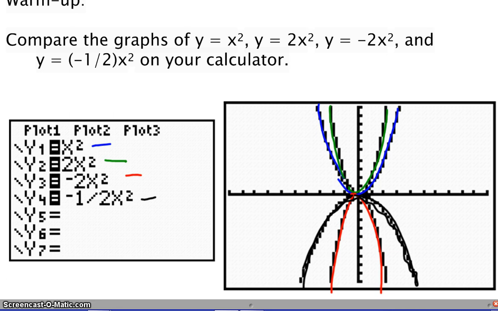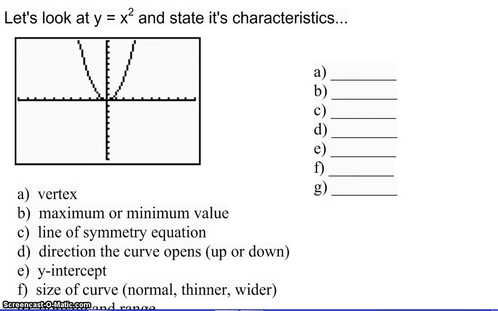There are lots of different characteristics that we can look at. We're going to look at the vertex, whether it has a maximum or minimum, the line of symmetry, if it goes up or down, y-intercept, size of the curve, domain, and range. We're going to talk about a lot of these. If we look at the first one, just the parent graph of y equals x squared, what are some characteristics that we can see just by looking at this graph?